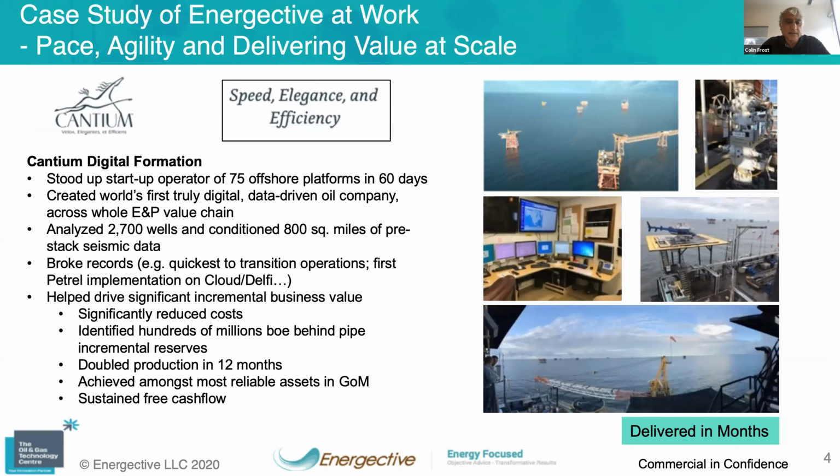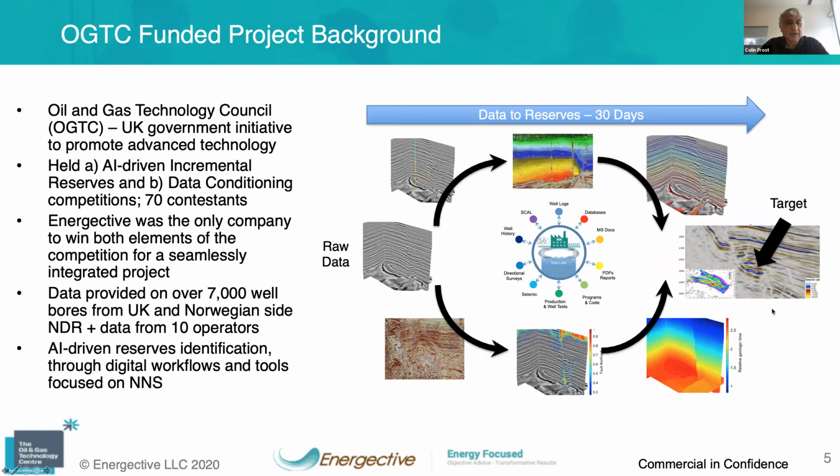I just wanted to flash this up just to show you how quickly we can move. This is a startup oil and gas company that bought mature assets from Chevron in 2017. Their name is Cantium. They're in the Gulf of Mexico. We helped them become a digital oil company from scratch, 75 offshore platforms, and it just shows you the pace at which we can work.